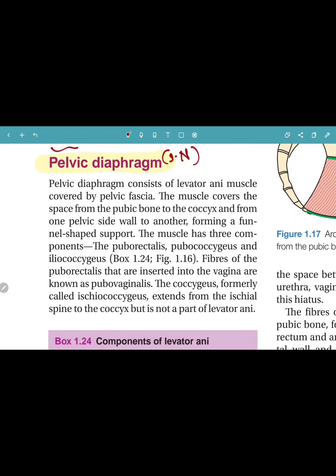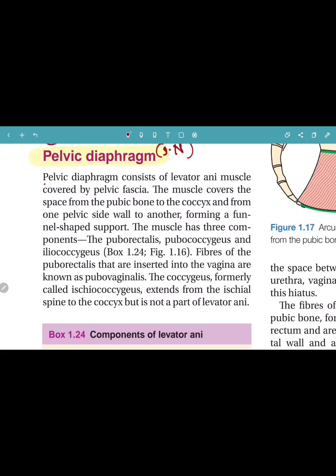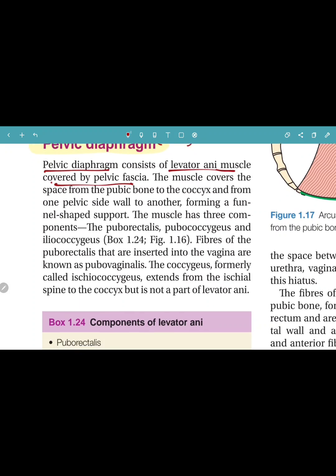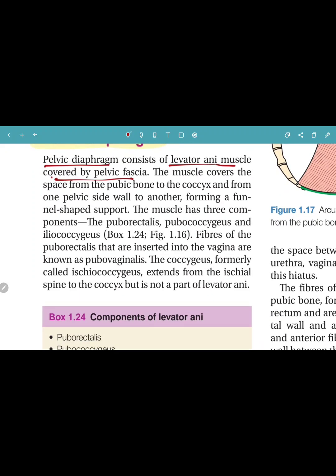Pelvic diaphragm consists of levator ani muscle covered by your pelvic fascia. So your levator ani muscle covered by your pelvic fascia is going to be your pelvic diaphragm. This muscle covers the space from the pubic bone to the coccyx and from one pelvic side wall to another, forming a funnel shaped support.